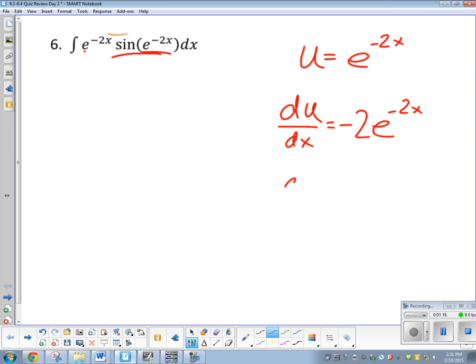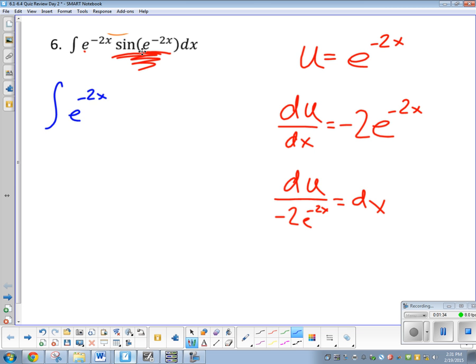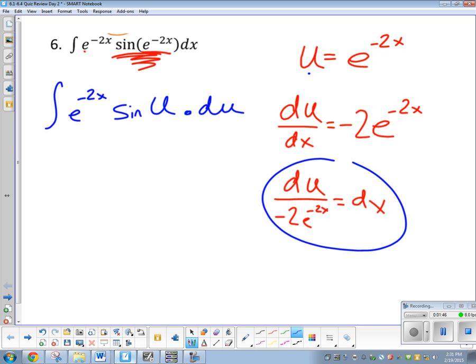So here it's going to be du over negative 2 e to the negative 2x, all equal to dx. Again, you're looking at the rest. This right here is where my u is going to be. The rest of that stuff better be part of my derivative if I'm doing a u substitution. Now we can plug in what we know. e to the negative 2x, that's still there. It's going to be sine of u times dx. Well, this is what we're plugging in for dx: du all over negative 2 e to the negative 2x.